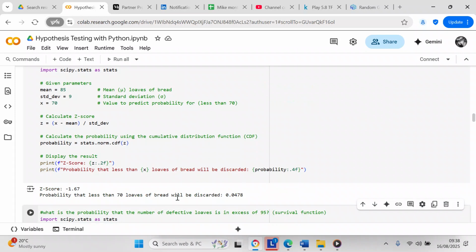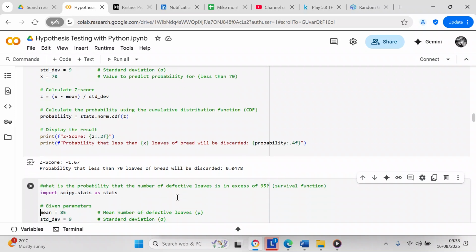So the answer to that is, your z-score is negative 1.67, and your probability that less than 70 loaves of bread will be discarded is 0.0478. So that's a very low probability, because they normally discard about 85 loaves of bread, and 70 is 15 less than 85. So that's very low probability.